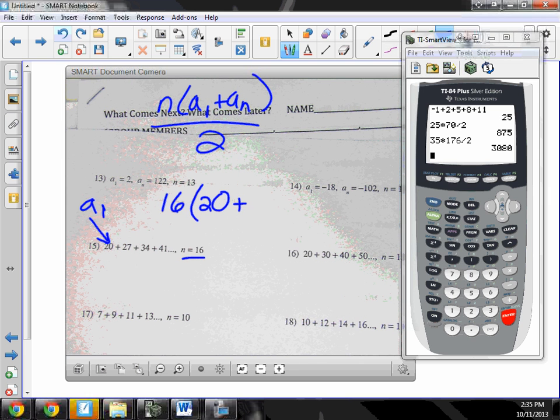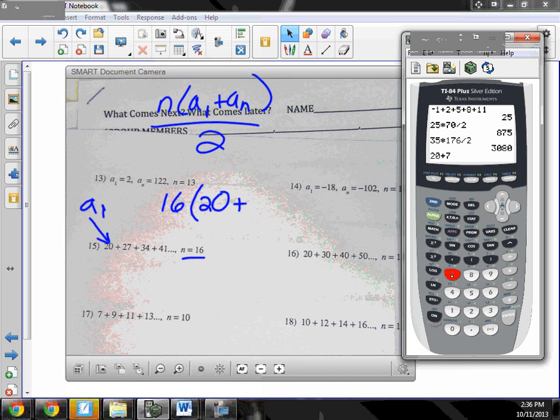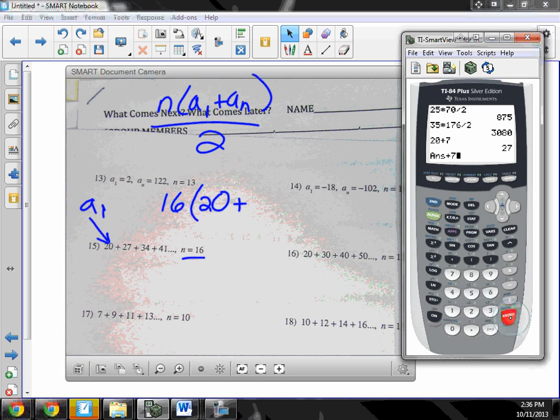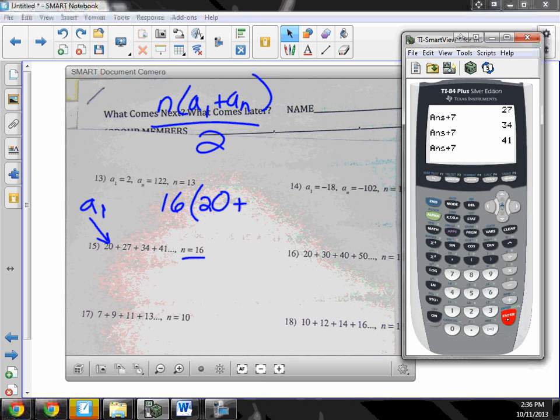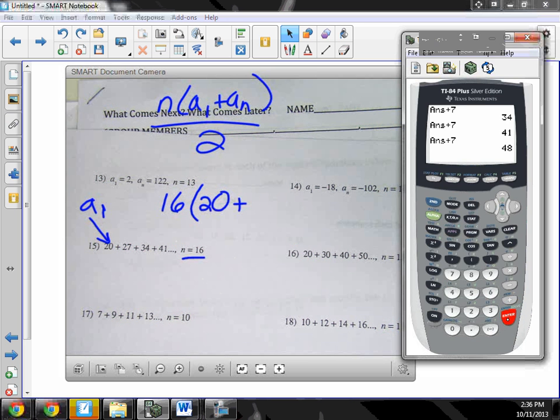You could, what is the pattern? So I could do 20 plus 7. That's 1. This is 2 plus 7, 3, 4, 5. I could do that. That's a pain, and chances are you're going to make a mistake. How else could you find it?